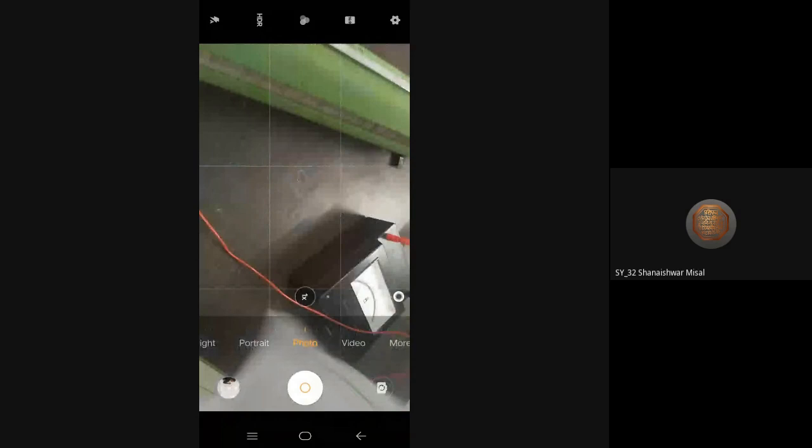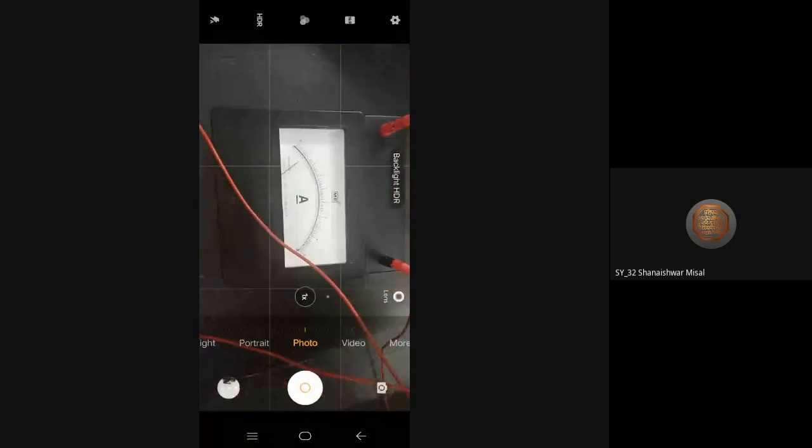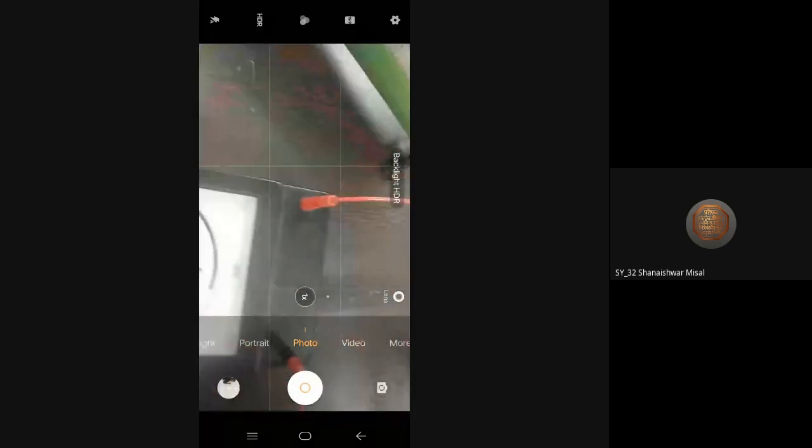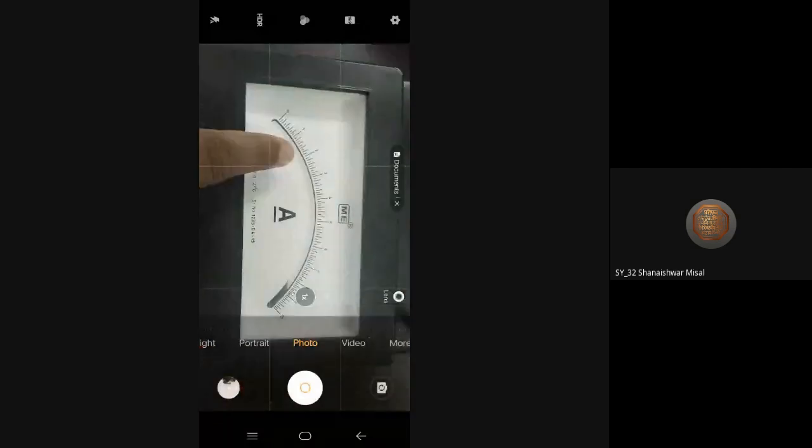Now you can see my starter is in the on condition. My supply is being received from the starter. As I told you yesterday, I will start this motor with the help of a 3-point starter. So now I have started my starter. Now you can see the current. This is the current value, around 1.